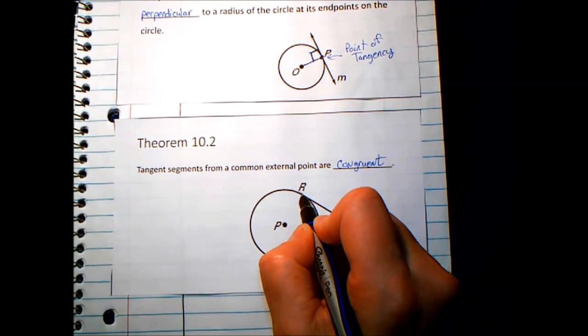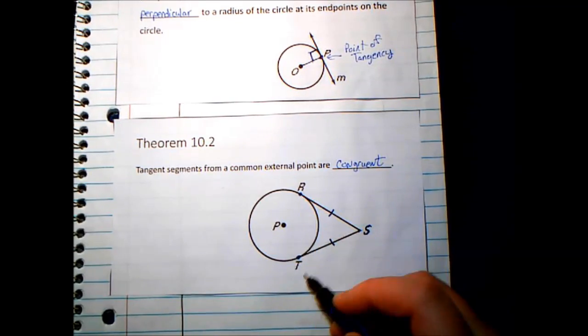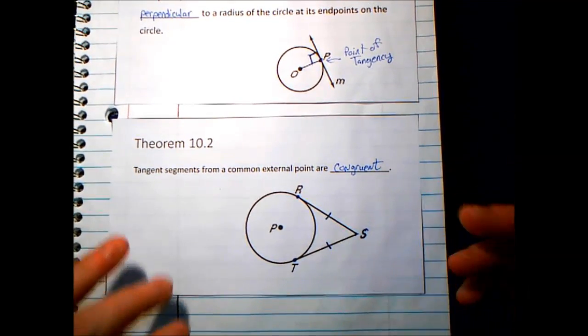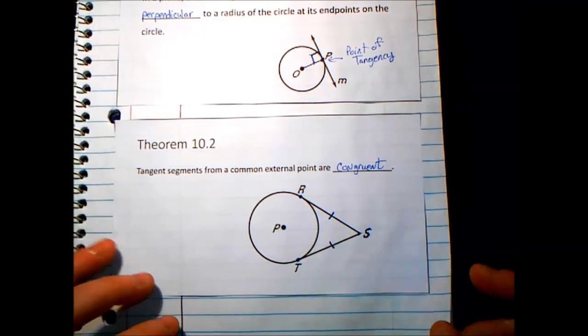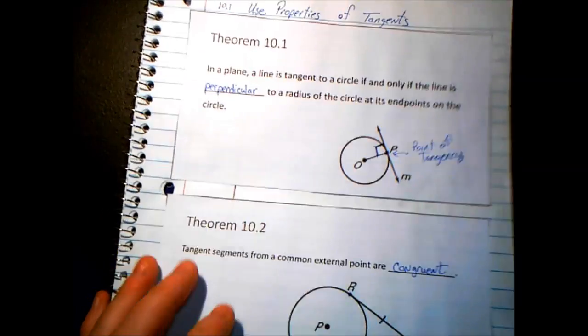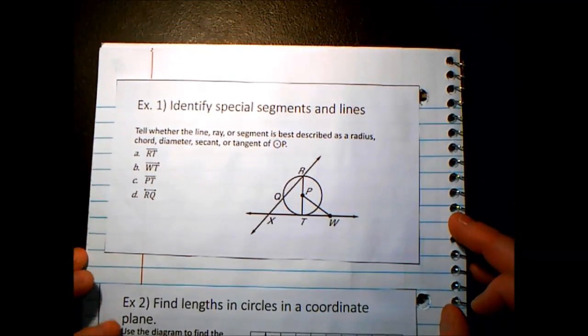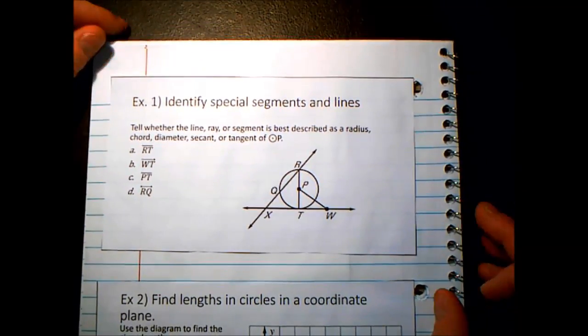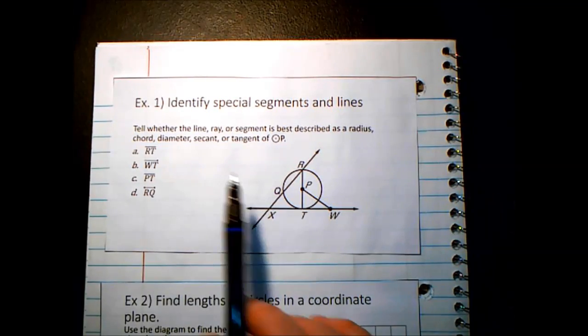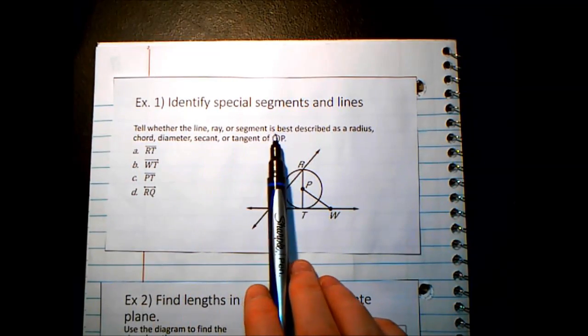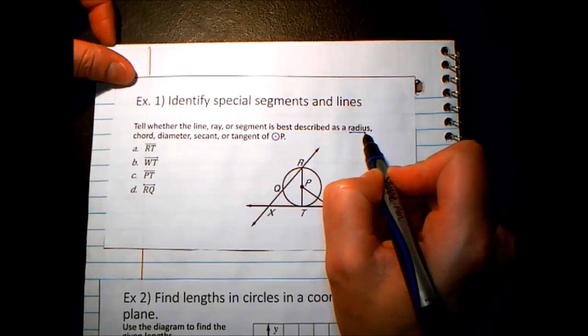Okay, since I'm gluing these in, I had to put the examples on the back of this page, which you can do the same. This first example says tell whether the line, ray, or segment is best described as either a radius of the circle, a chord, diameter, secant, or tangent of this circle. And that's the symbol for circle P, P being the center of the circle.